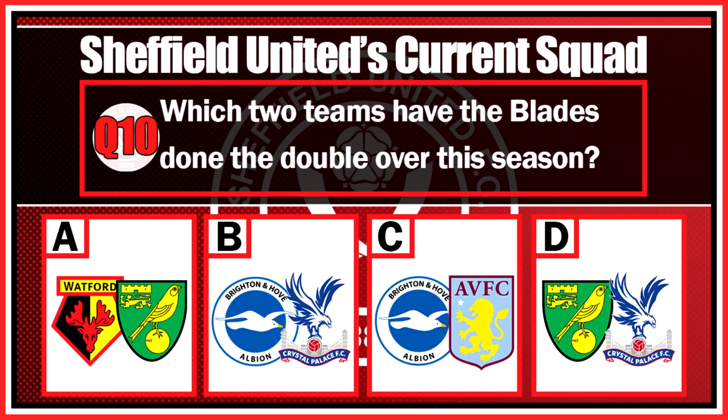And finally, in question 10, I asked you which 2 teams have the Blades done the double over this season? Was it Watford and Norwich, Brighton and Palace, Brighton and Villa, or Norwich and Crystal Palace? And the answer is D, Norwich and Crystal Palace. We beat Norwich 2-1 away and 1-0 at home, and we beat Palace 1-0 at home and 1-0 away.